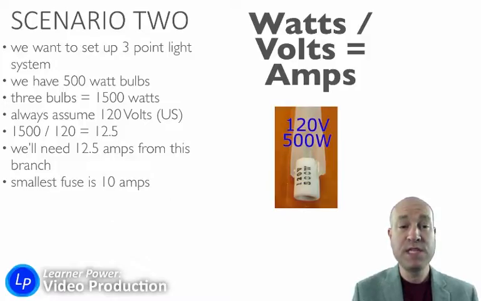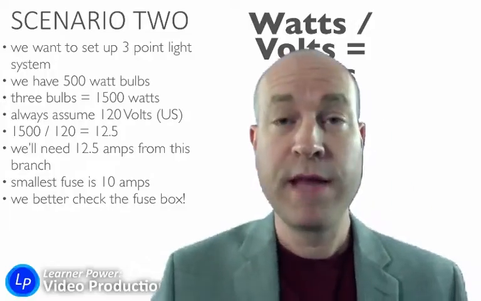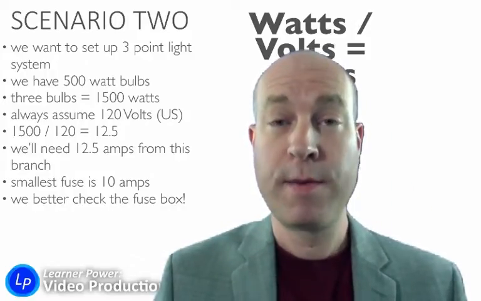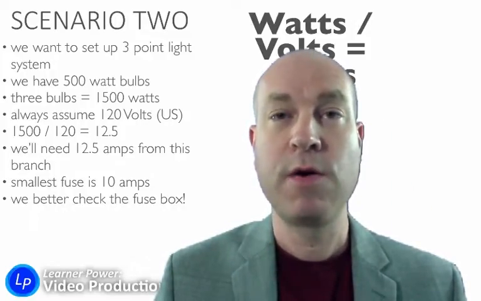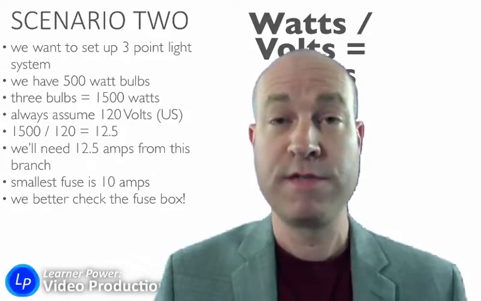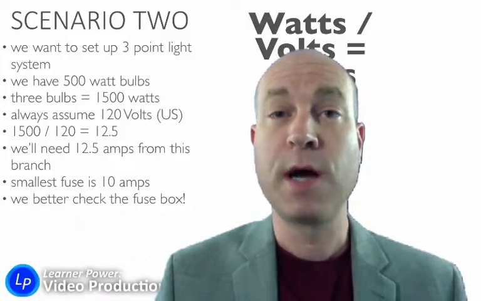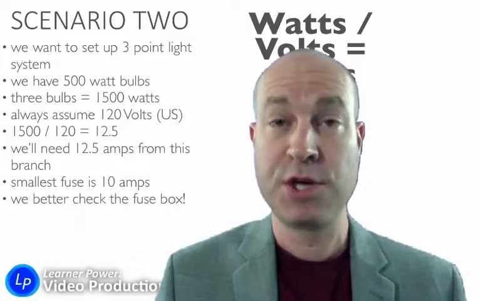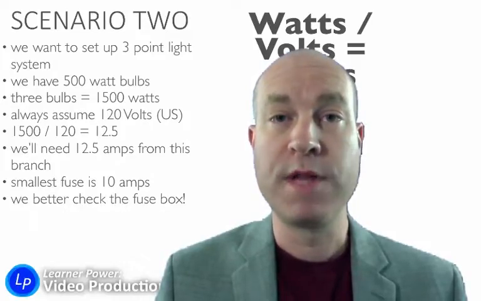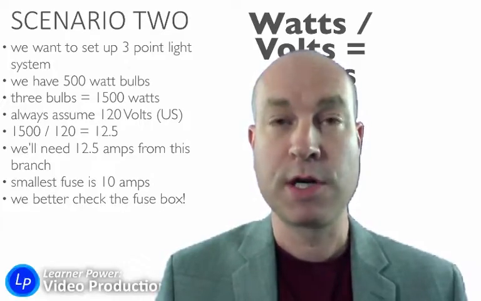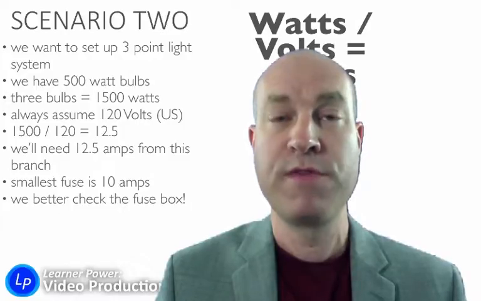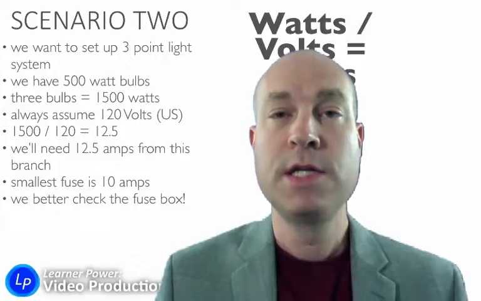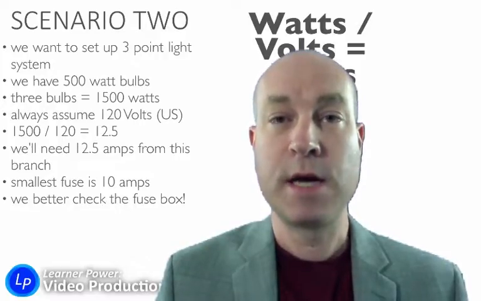The smallest fuse is 10 amps, and that means we better check the fuse box. And that means, sports fans, you've got to climb around your house or studio or wherever you are, find the nearest fuse box, figure out which branch is serving the outlets that you're using, and make sure it's more than a 10 amp fuse, or else you're going to have a hazard here. You're going to blow a fuse. Best case scenario. Worst case scenario is you're going to cause a fire. So you need to find that fuse box and make sure the right kind of fuse is connected.